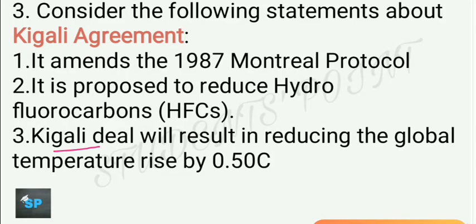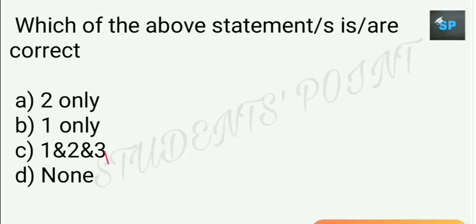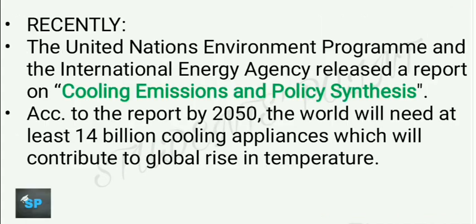And the Kigali deal will result in reducing global temperature rise by 0.50 degrees Celsius. This statement is also correct. So here all of these statements are correct. C is the right answer.